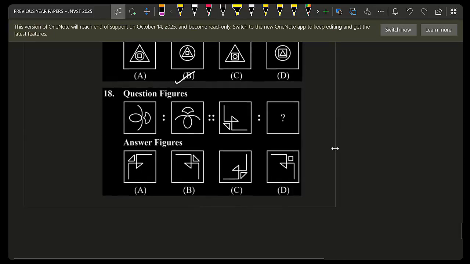18th question is very simple. We have to get the second figure from the first figure by rotating it 90 degrees anti-clockwise. So this figure, just rotate anti-clockwise by 90 degrees, you will get the second figure. Same thing, we have to rotate this one 90 degrees anti-clockwise. So if you do that, what are we going to get? This corner is in southwest place, so when you rotate it 90 degrees anti-clockwise, this will go to southeast. Okay, so I think it is option C.